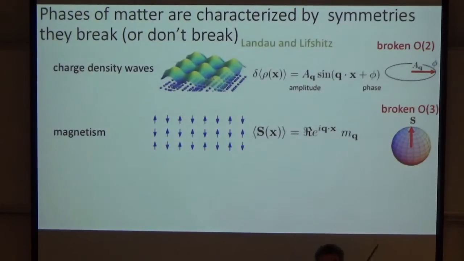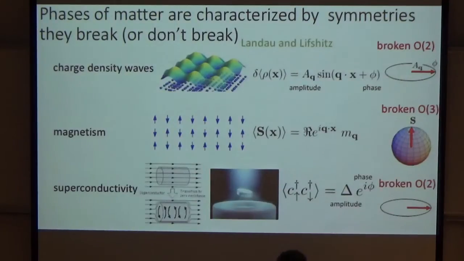Magnetism is when you decide that the spins have a preferred direction. They could be ferromagnetic, antiferromagnetic, or even other kinds of configurations. But there are special directions they point at that breaks three-dimensional symmetry of three-dimensional vectors. It's called broken O3. Superconductivity, of course, breaks O2 because it has an amplitude and a phase, like in the first case, and you break the phase symmetry of the expectation value of the pair operator.